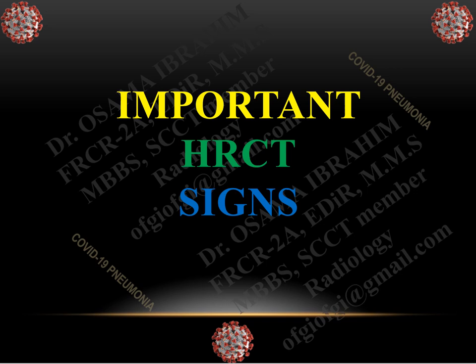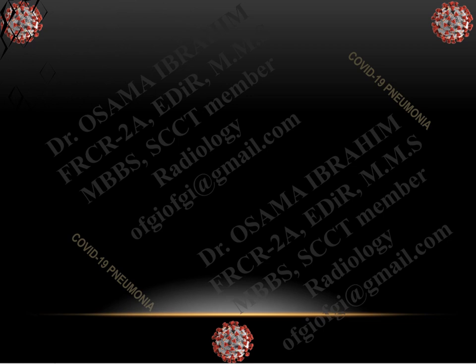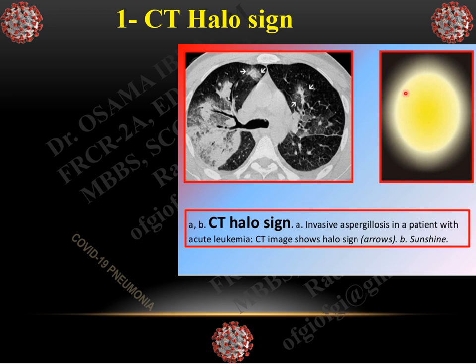The first thing, I want to clarify some important HRCT signs related to COVID-19. The first sign is the CT halo sign. The CT halo sign represents a sunshine-like appearance, seen in CT as focal pulmonary nodules or focal small consolidations surrounded by a halo of ground glass opacity, like this.